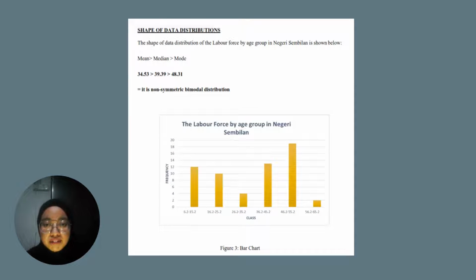This is the shape of data distribution of the labour force by age group in Negeri Sembilan, and it shows mean, median, mode. For the mean, 34.53, for the median 39.39, and lastly the mode 48.31. And we get the shape: it is a non-symmetry bimodal distribution. Thank you.